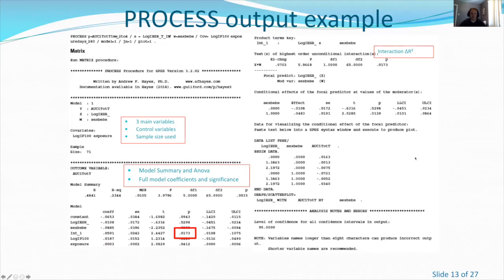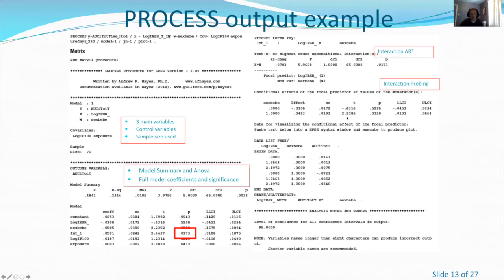So the next part is what's really interesting with PROCESS. The next section is what we call interaction probing. It's the section about diving deeper into the interaction to see what's going on in there. Here you can see that for each level of the moderator, boys, sex equals 0, girls, sex equals 1, you have the effect and the p-value associated with that effect. For boys, we have a negative effect that is not significant, but for girls, we have a positive effect, which is significant. And this fits with the correlations that we saw earlier that Suzanne presented.